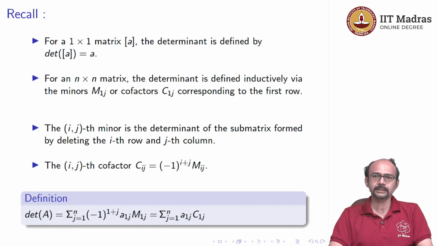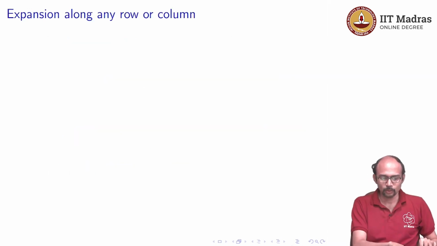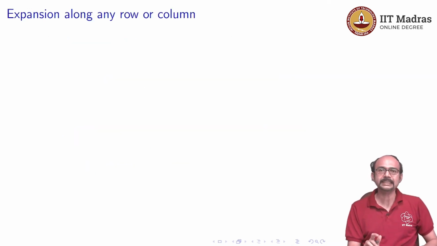So, why did we study the ijth minor or the ijth cofactor? Because it has not occurred so far. So, that is one of the things we will see in this video, and we will also see some other properties of the determinant. So, why did we define the ijth minor or the ijth cofactor?